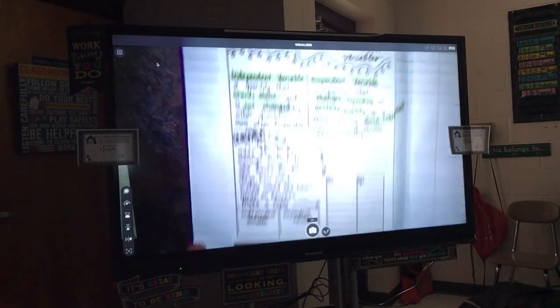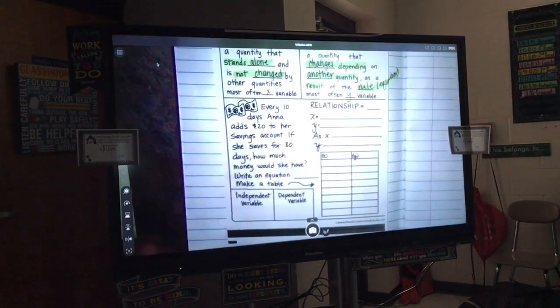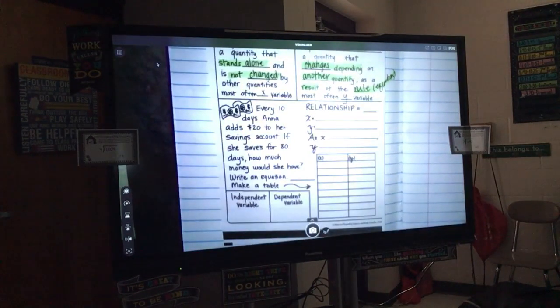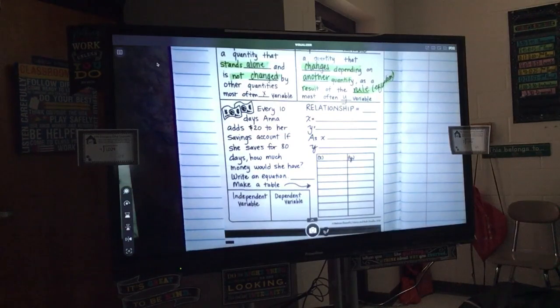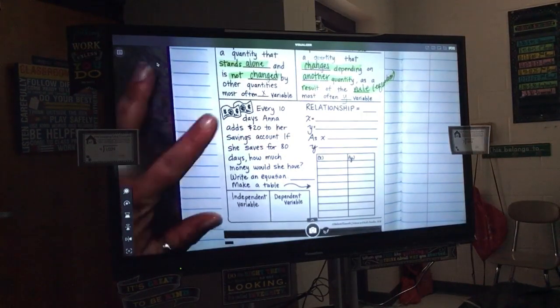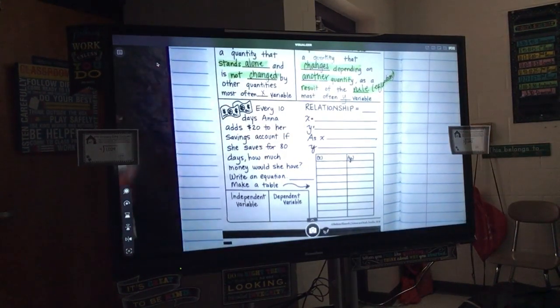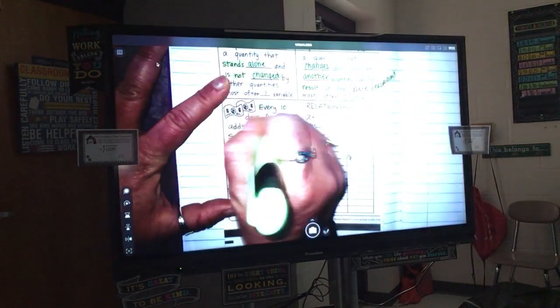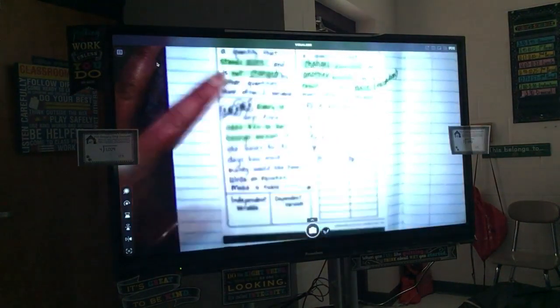All right, so our example that we're going to use today to fill out the rest of this is: every 10 days, Anna adds $20 to her savings account. If she saves for 80 days, how much money would she have? Write an equation, make a table, all right? So rereading it again, it says every 10 days Anna adds $20 to her savings account. What is important in that question? Cooper L. For every 10 days, we're doing $20 in our account. So every 10 days, we add $20 to her account, okay?